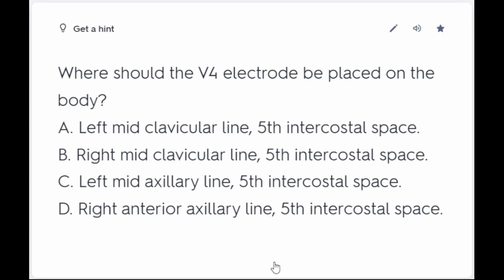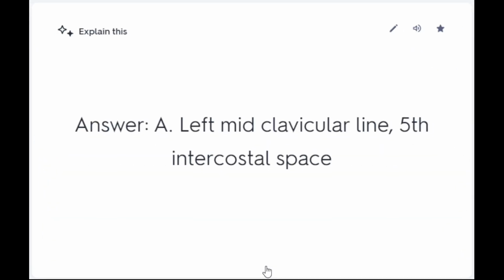B. Right mid-clavicular line, 5th intercostal space. C. Left mid-axillary line, 5th intercostal space. D. Right anterior axillary line, 5th intercostal space. Answer: A. Left mid-clavicular line, 5th intercostal space.